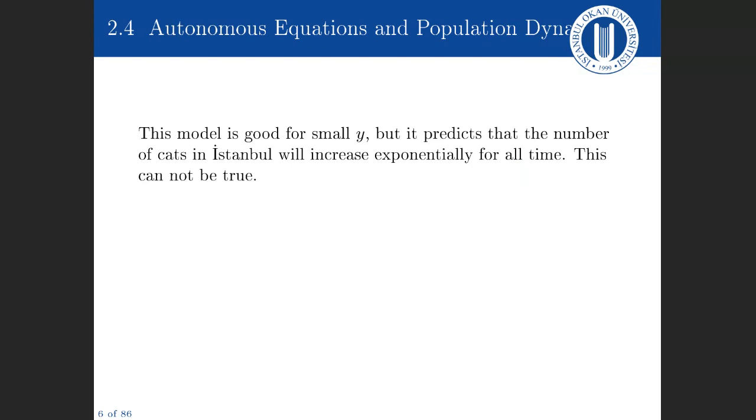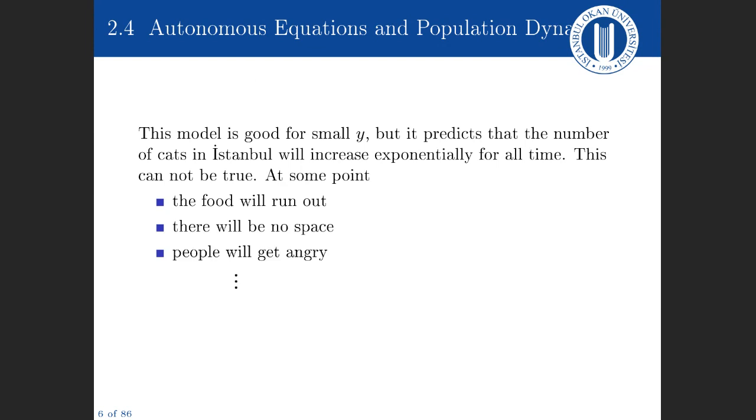Now this is good for small y, that's not a problem there. But this model predicts that the number of cats in Istanbul increases exponentially for all time. This cannot be true. We can't have the number keep getting bigger and bigger. At some point the food will run out, or there'll be no space left for more cats, or the people will get angry with the cats, etc. So we need a better model.